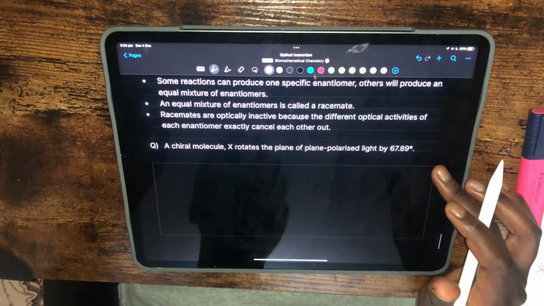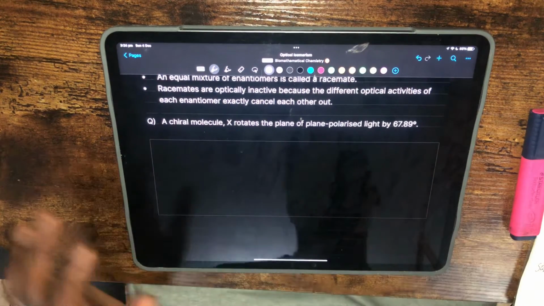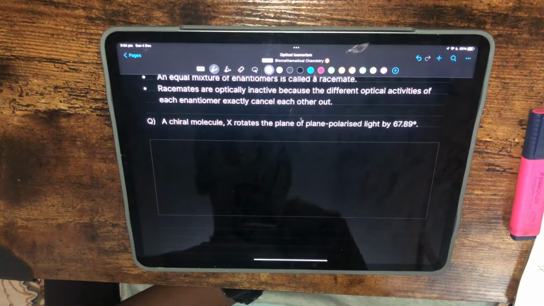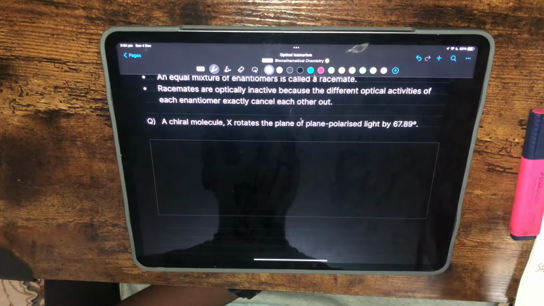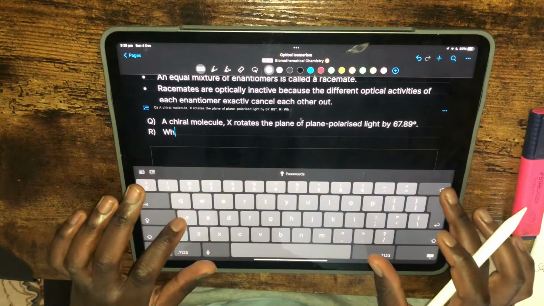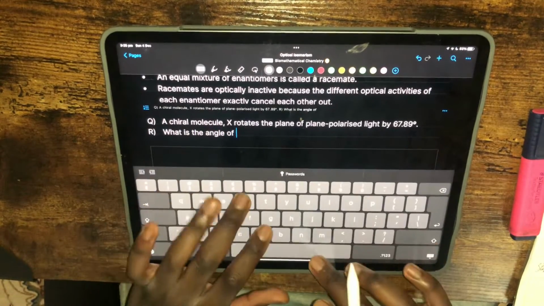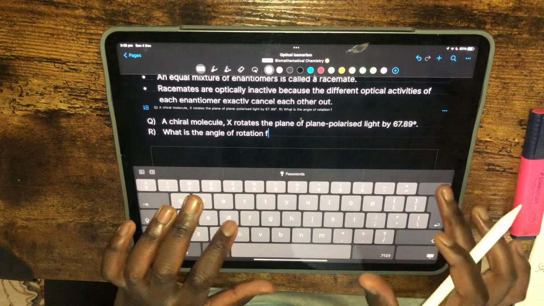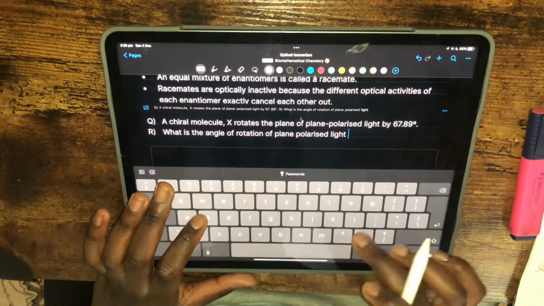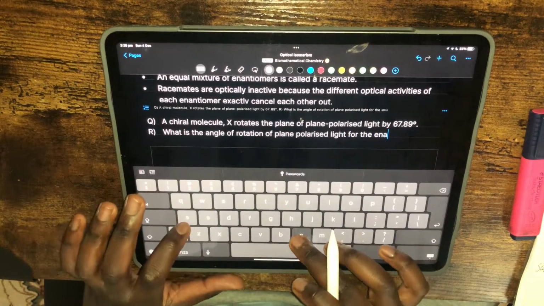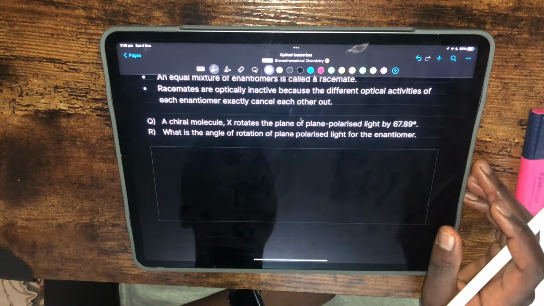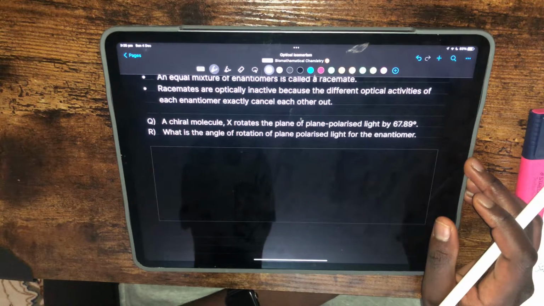So for example, let's say a chiral molecule X rotates the plane of plane polarized light by 67.89 degrees. I should have finished the rest of this question. Let me write it down here for you. By how much? What's the angle of rotation of plane polarized light for the enantiomer? So try and answer this question: a chiral molecule X rotates plane polarized light by 67.89 degrees. What is the angle of rotation of plane polarized light for the enantiomer?